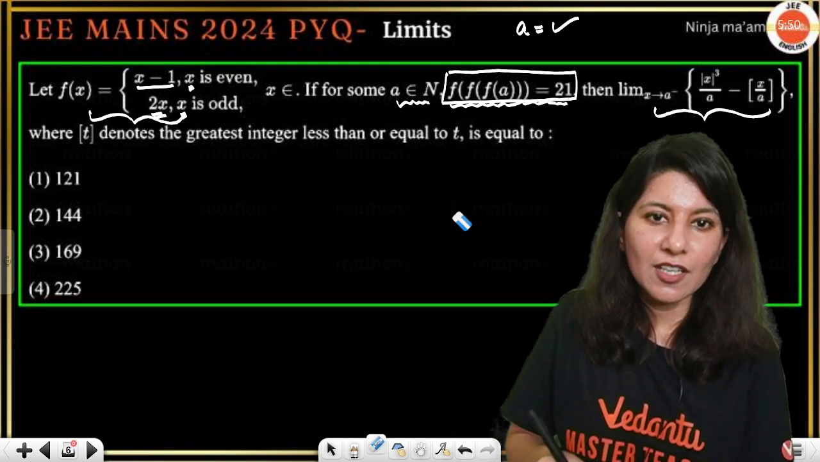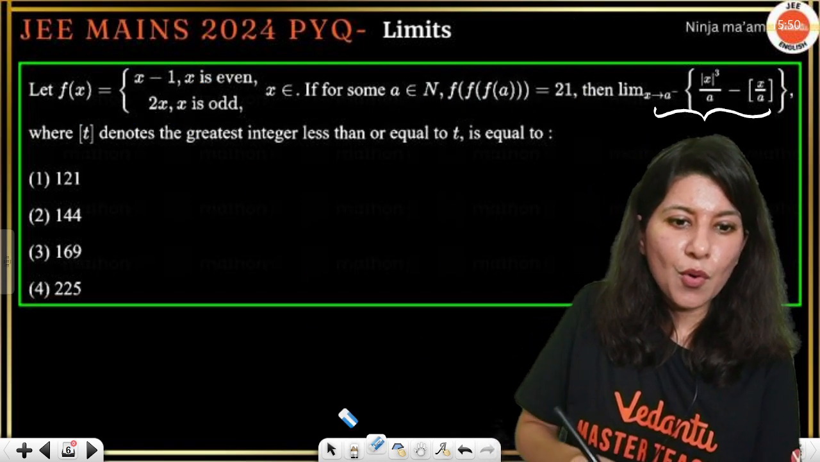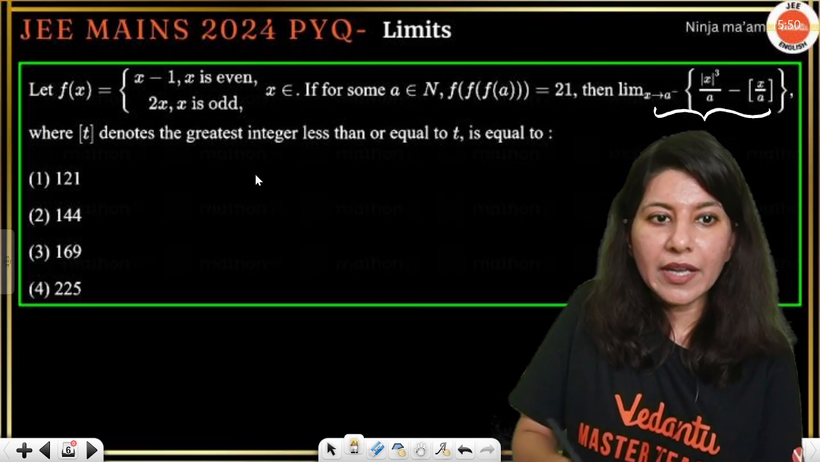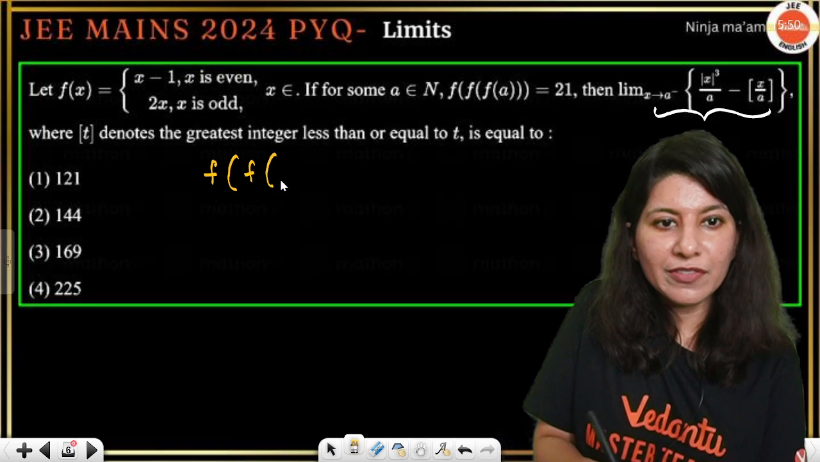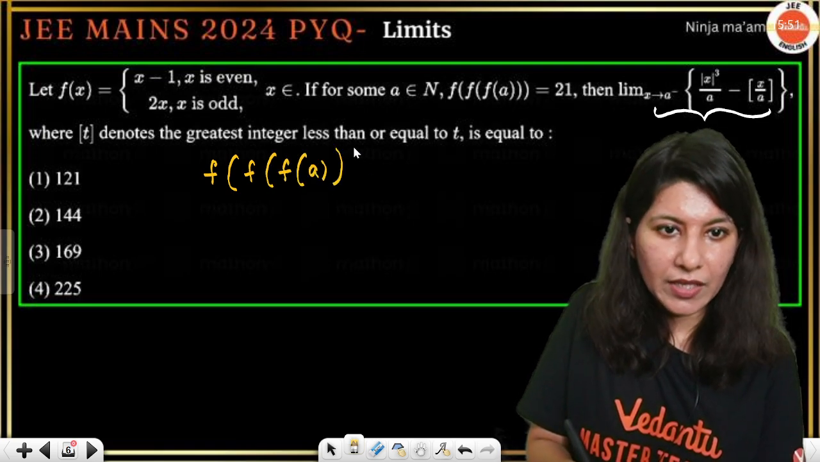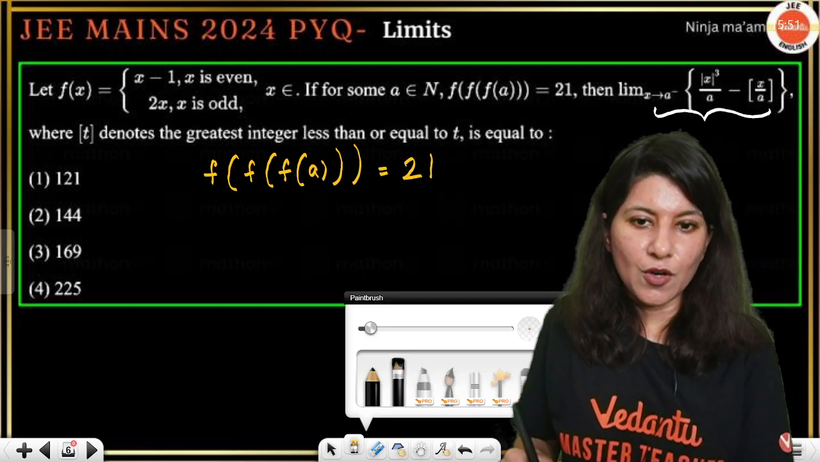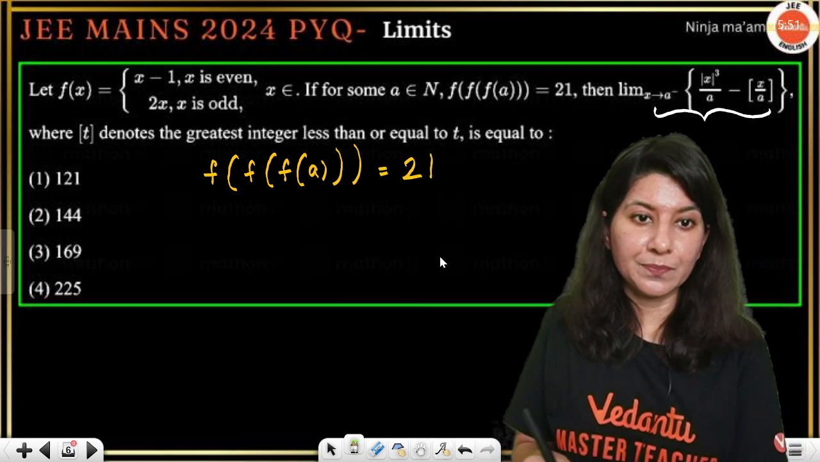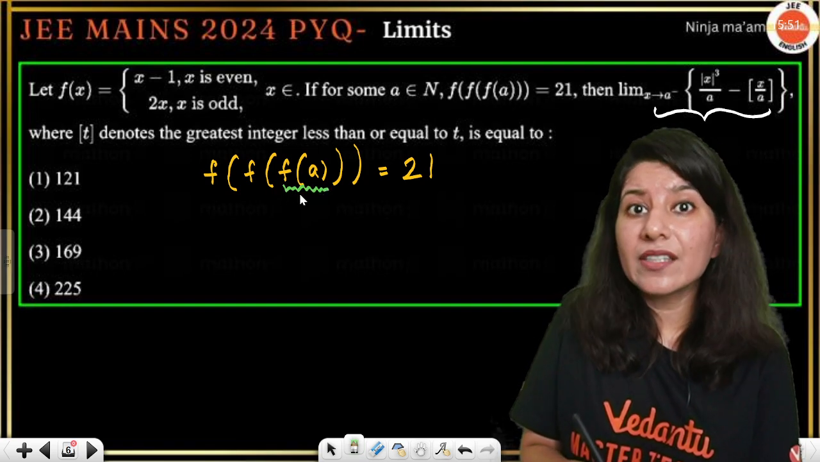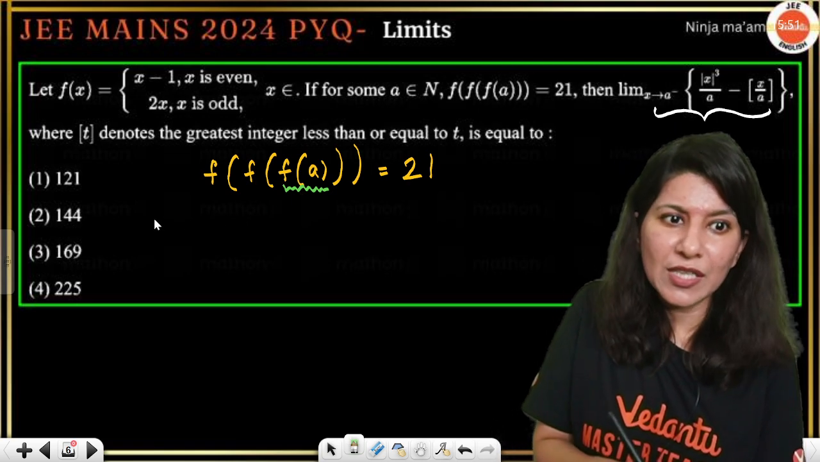Let's just give attention to the value of a. So now f of a is equal to 21. Now how to solve? Because we need to attack f of a over here. What is the value of f of a? It depends whether your a is even or odd. So let's take two cases.